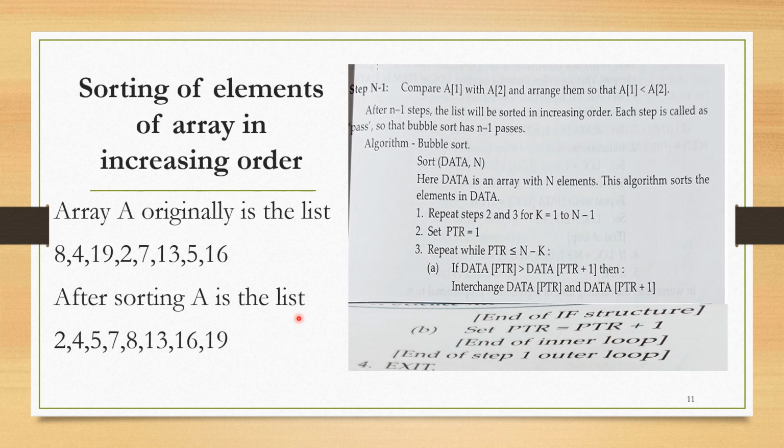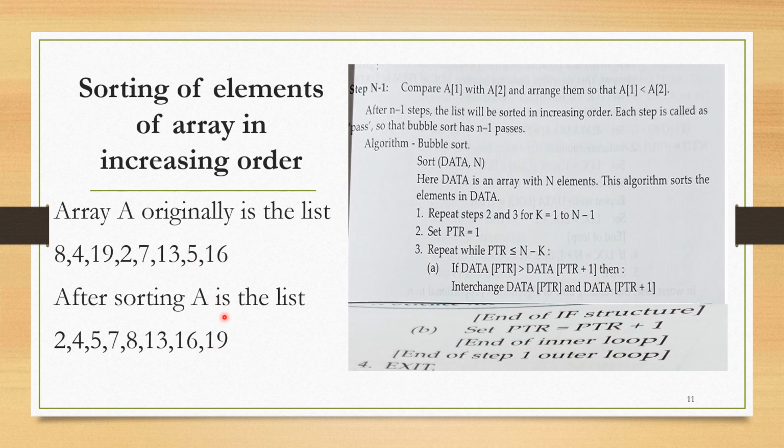Now this is sorting of elements of an array in increasing order. So you see, originally you have a list of data elements like this. How many elements are there? 1, 2, 3, 4, 5, 6, 7, 8 elements are there. We have to sort it. After sorting, this is the result, in increasing order. So the lowest has come first, the highest has gone at the end.